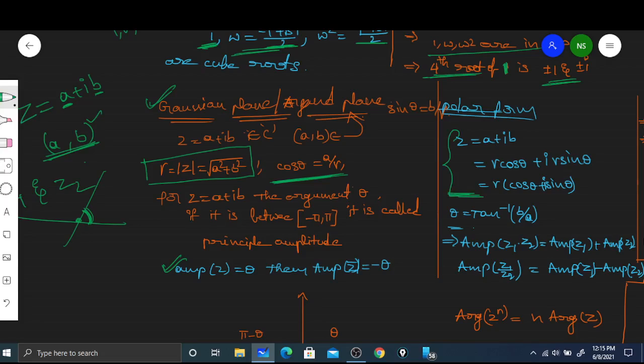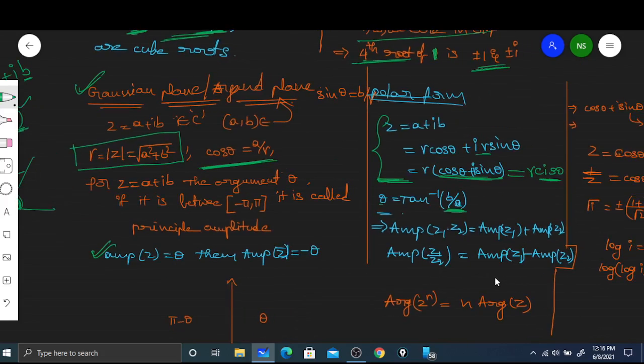Z is equal to a plus ib. That you can write as r cos theta plus i r sin theta. This r, if you take out, it will be r times cos theta plus i sin theta. The same thing you can write as r cis theta. Some places you might see it like this also, r cis theta, where the value of theta is tan inverse of b by a. Based on this only we will decide the principal value, whether the angle is in the first quadrant or second or third quadrant. Yes, that is very important.